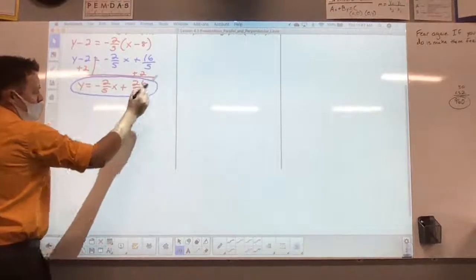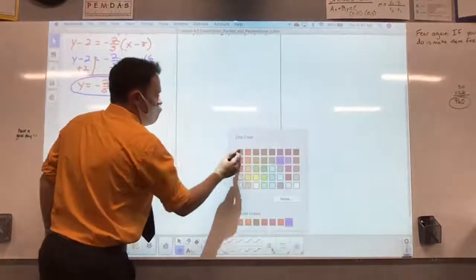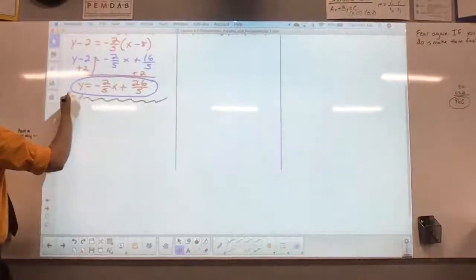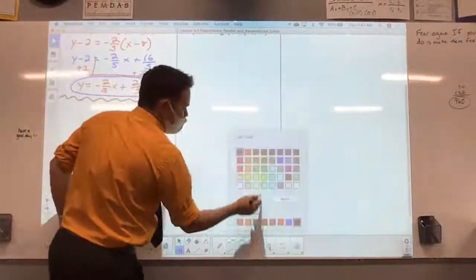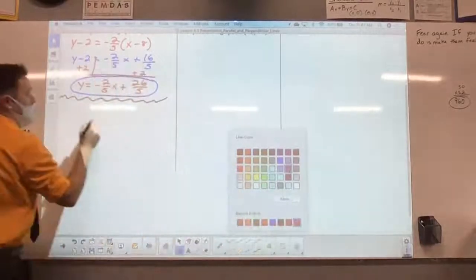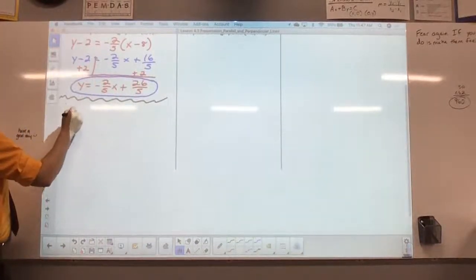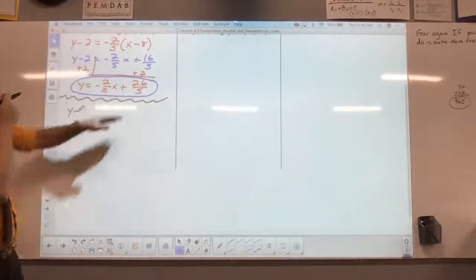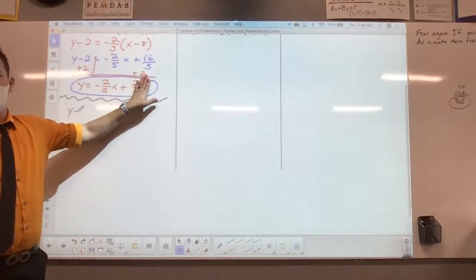All right, so here is your parallel. Now we are going to do the perpendicular. Perpendicular is the exact same equation. Wait, I have a question. How did you get to 26? It's 16 over 5 plus 2. Put it in a calculator.